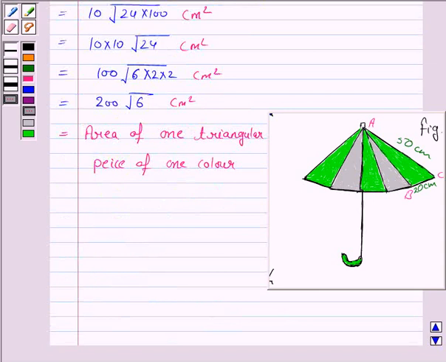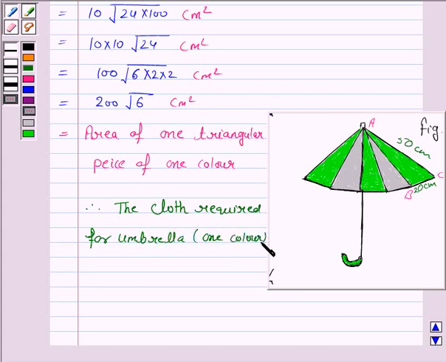Now there are 5 triangular pieces of each color, so the cloth required for the umbrella is equal to 5 into 200 into root 6 centimeter square, which is equal to 1000 root 6 centimeter square.